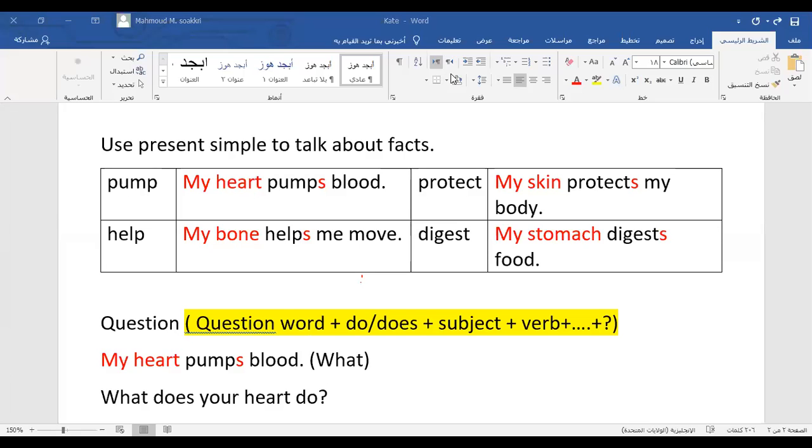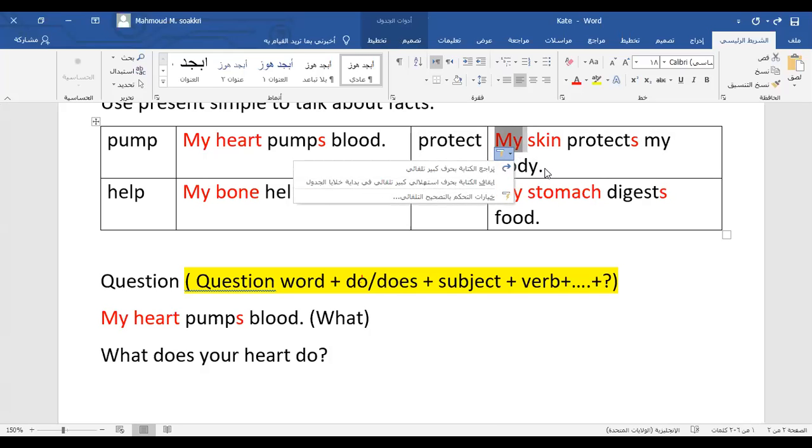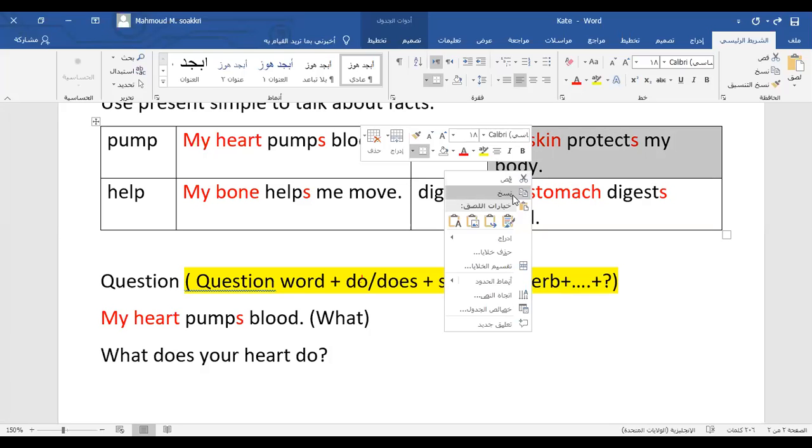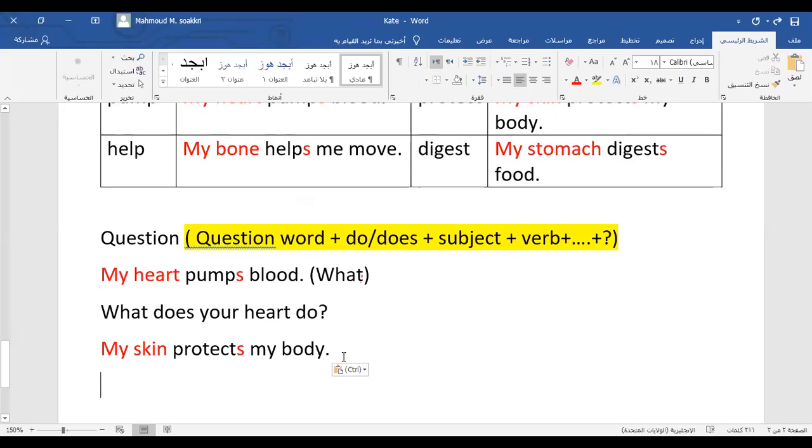Okay. Yusuf Khalid, here we made this question. We have "my heart pumps blood." We asked it with what? We said, what does your heart do? Now your sentence is number two. And I need you to ask about the sentence using what?